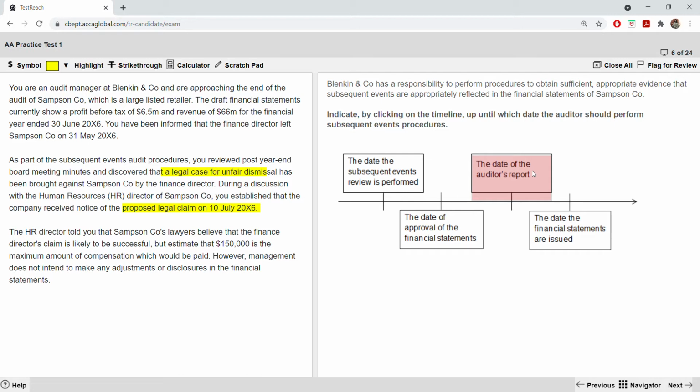Why the date of the auditor's report? Because according to ISA, that is International Standard on Auditing, you'll be taught many ISAs in audit and assurance, don't worry about it. Now, what is this ISA 560? As per ISA 560, which deals with subsequent events, the auditor has a responsibility to carry out the subsequent events review between the date of the financial statements and the date of the auditor's report. That's their responsibility.